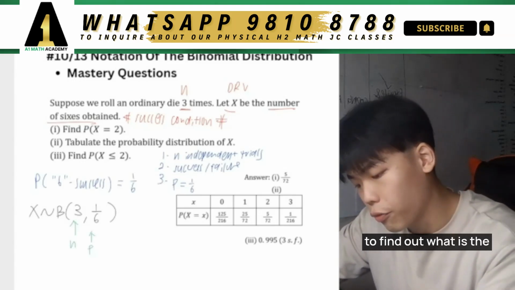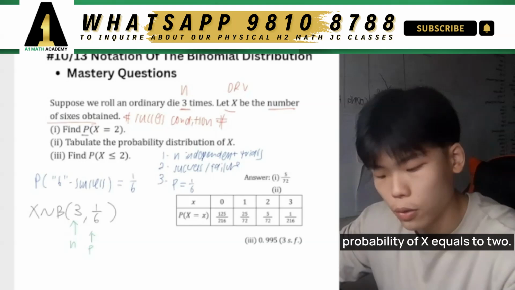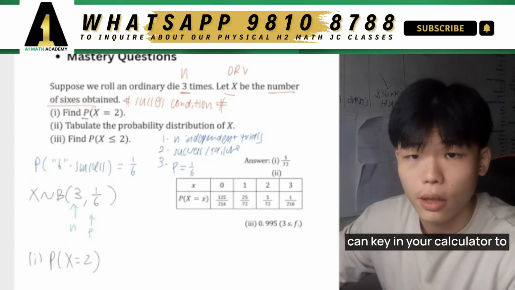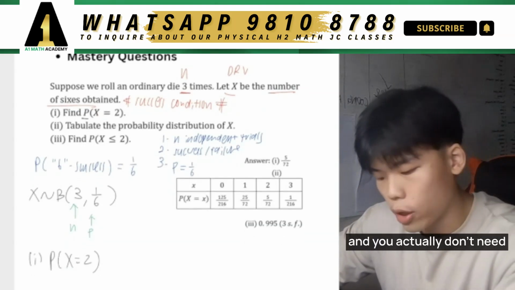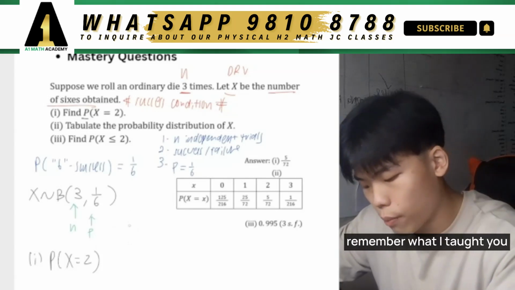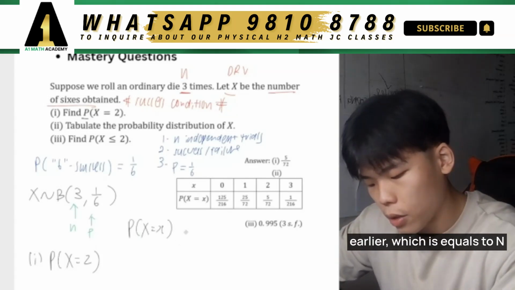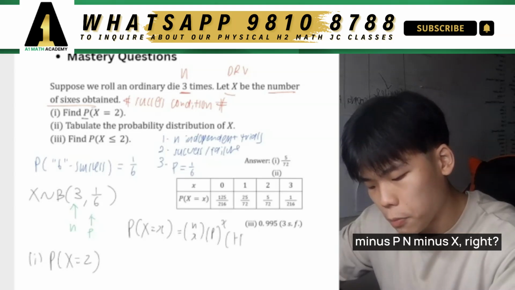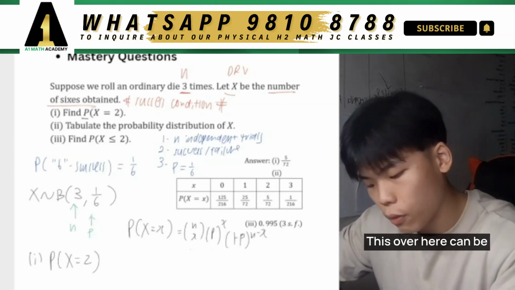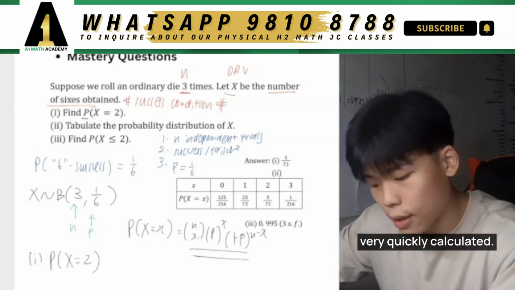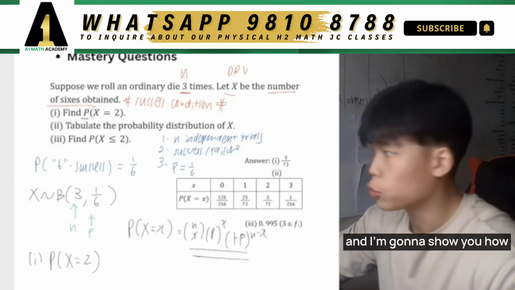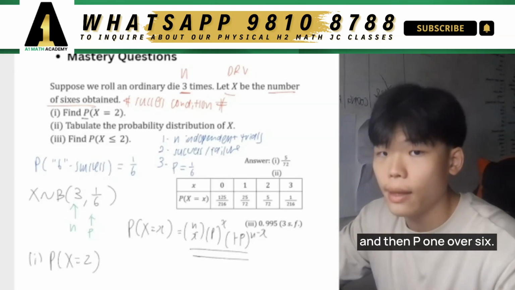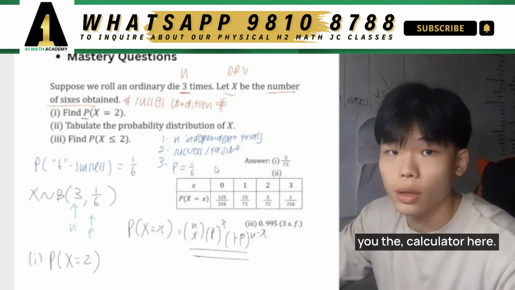Okay, so now we want to find out what is the probability of x equals 2. So for part I, P(x = 2). This is something that you can key in your calculator to actually help you compute, and you actually don't need to use the formula, which is, remember what I taught you earlier, equals n choose x, p to the power x, and then (1 minus p) to the power n minus x, right? This over here can be very quickly calculated using a calculator, and I'm going to show you how we actually do it right now. Alright, so remember our n is 3 and then p is 1 over 6. Okay, so I'm just going to show you the calculator here.